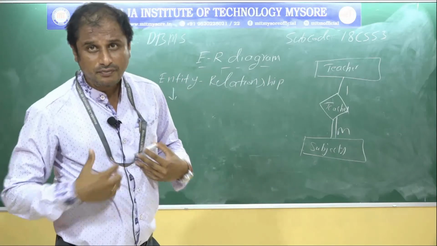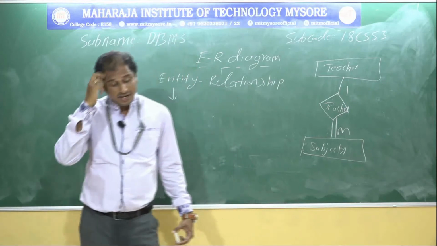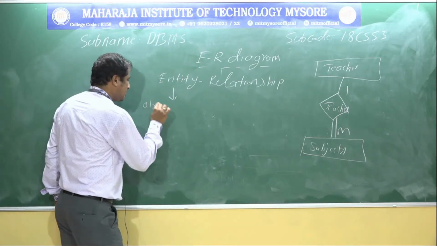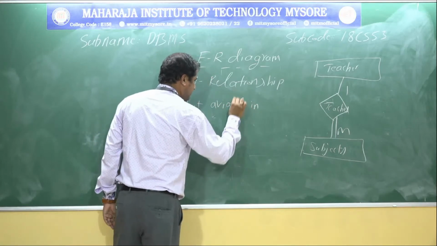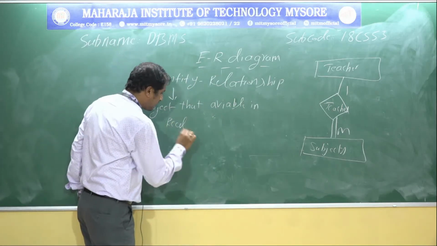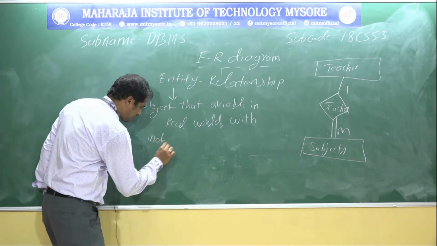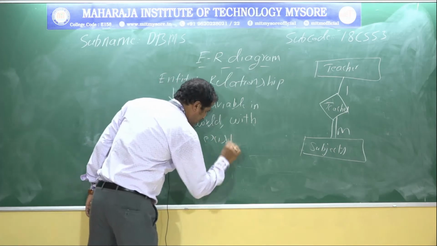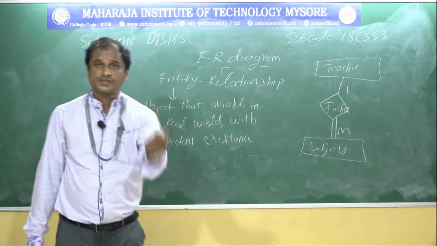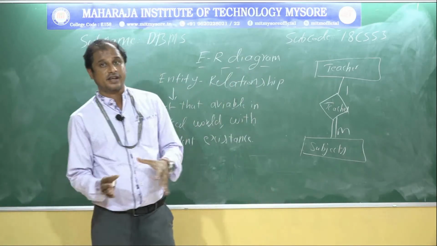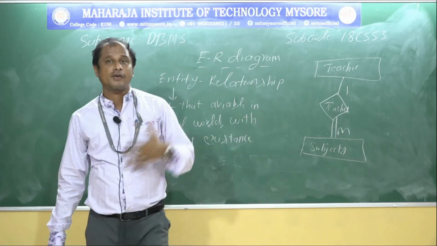Like that, I am an employee, so employee is an entity. I have an independent existence as an employee, that is my SSN. So if I say entity, it's an object that is available in the real world with an independent existence. The object must exist in the real world with an independent existence. Myself as an employee, my SSN proves that I have an independent existence.